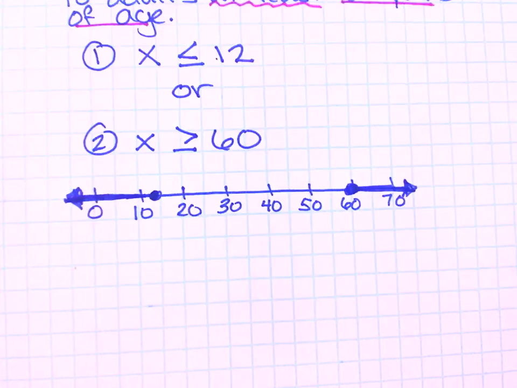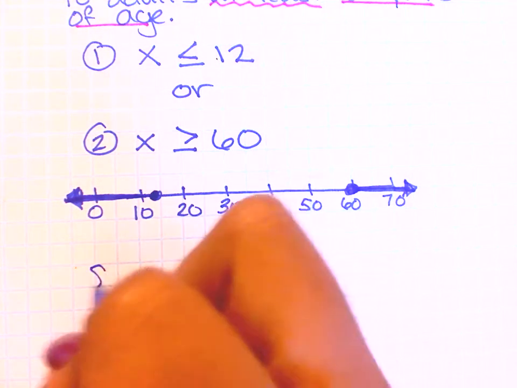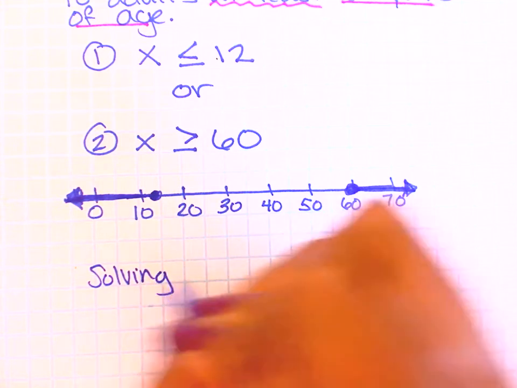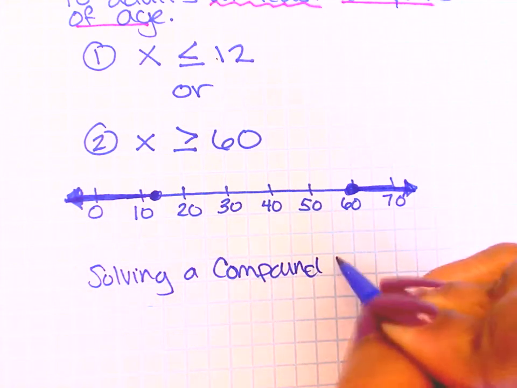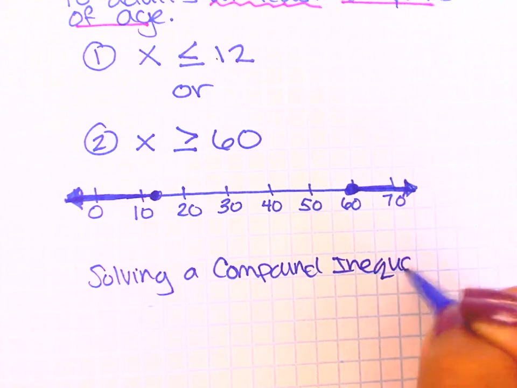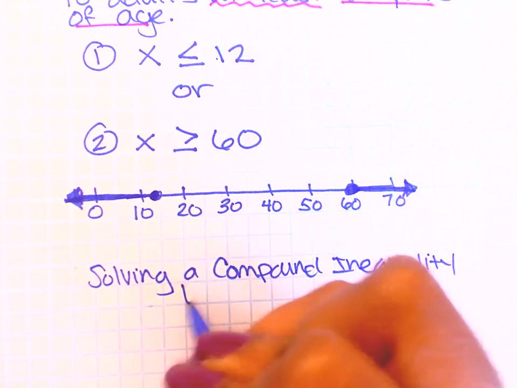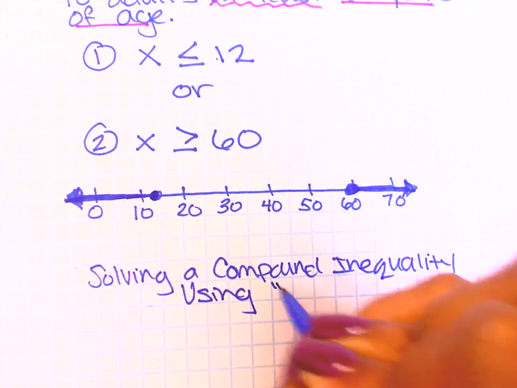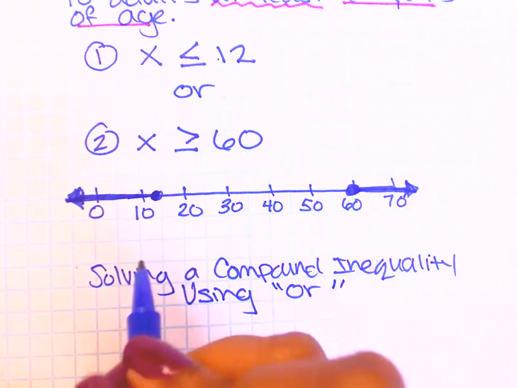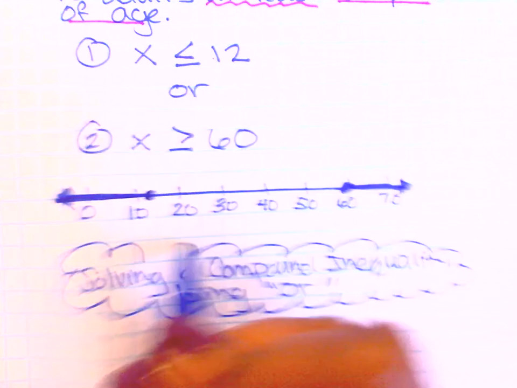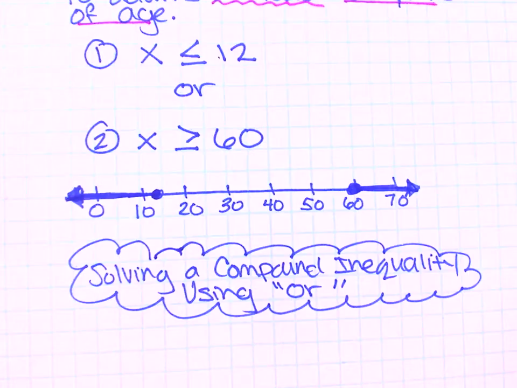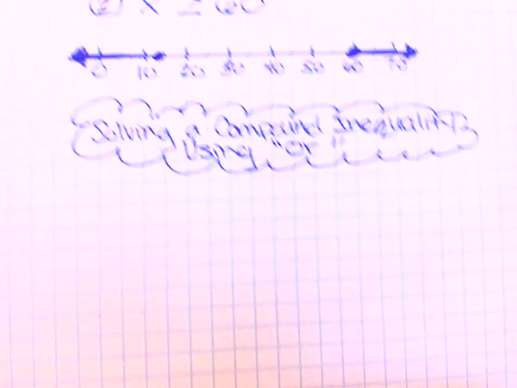We have one more type to go over. The last type is we're going to be solving a compound inequality using or. Last part of our notes. Solving a compound inequality using OR.